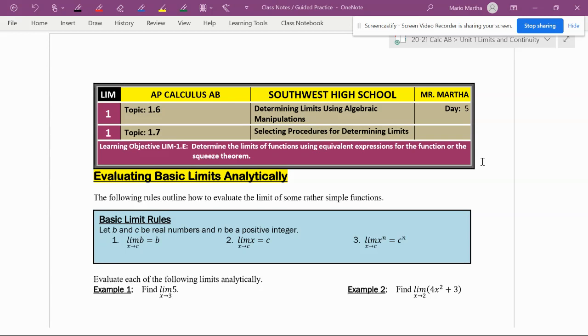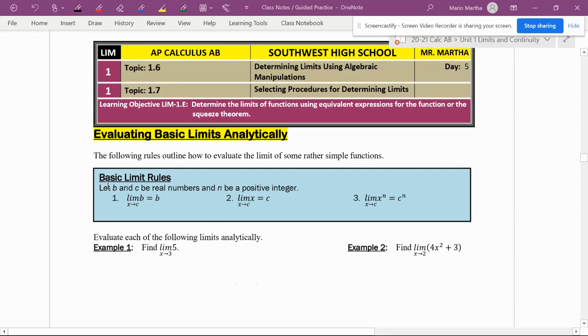So the following rules outline how to evaluate the limit of some rather simple functions. So we have basic limit rules. Let b and c be real numbers, and n be a positive integer. So here the first rule is pretty much the limit as x approaches c of b is equal to b. So b is a constant.